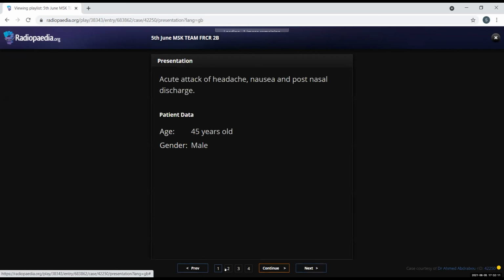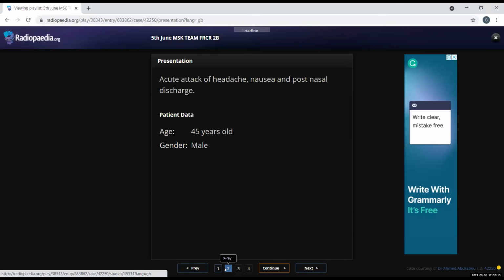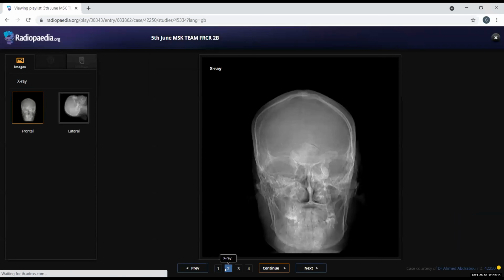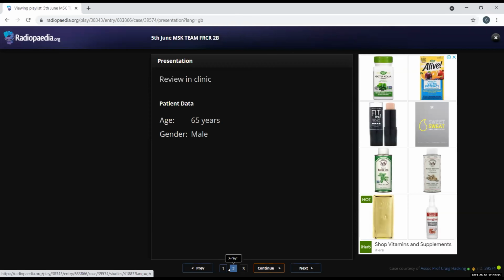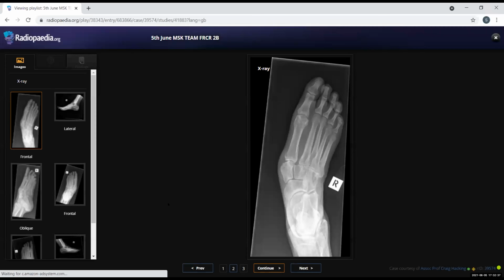Headache, nausea, post-nasal discharge. So, spot diagnosis, no need to describe. This is an ivory osteoma in the frontal sinus. Excellent. What's the association of ivory osteoma? Can you think of any syndrome with which it is associated? The syndrome of multiple polyposis coli, but I don't remember the name. No problem. Go ahead.